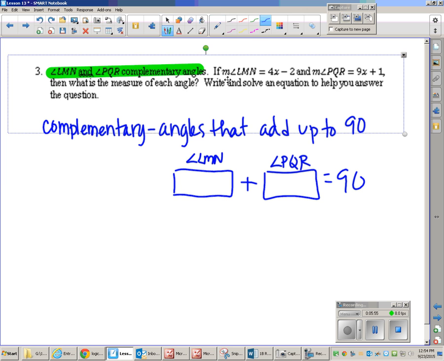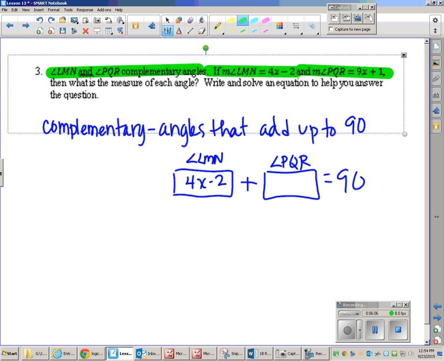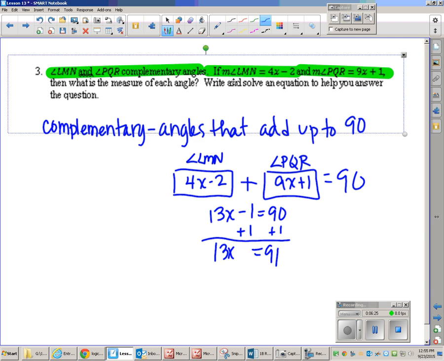Now they tell us in the next part of this, as I'm reading on, that the measure of LMN is 4x minus 2. So that's what's going to go here. I'll read on further. They tell me PQR is 9x plus 1. So this is 9x plus 1. The question is, what is the measure of each angle? Well, I have this nice equation. I can combine my like terms, so I basically have 13x minus 1 equals 90. I add 1 to both sides, and I get 13x is equal to 91. I divide by 13, and I have a feeling this is going to be 7 again. x is equal to 7.